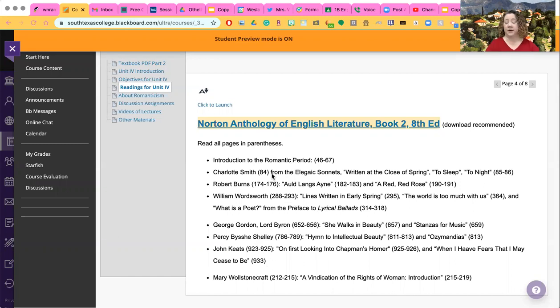On Thursday, we're going to look at the Romantic period poets, Smith, Burns, and Wordsworth. And then next Tuesday, we'll look at the kings of romantic poetry, Byron, Shelley, and Keats, and then Mary Wollstonecraft. That's an essay that we'll look at for next Thursday.